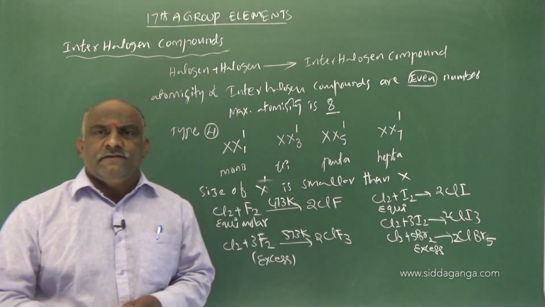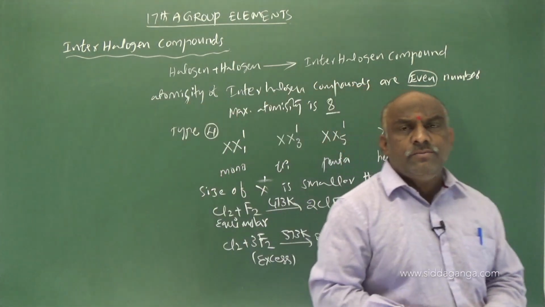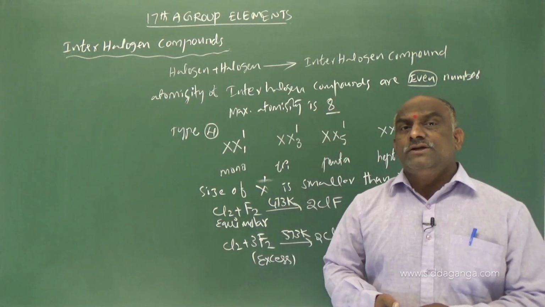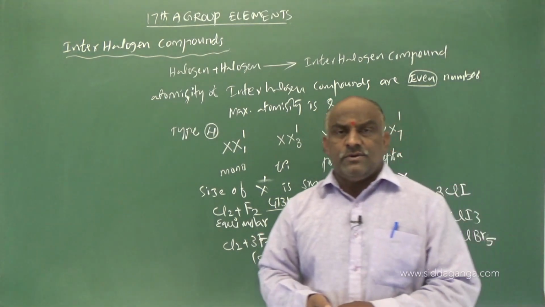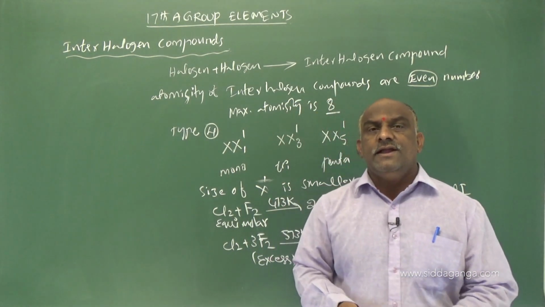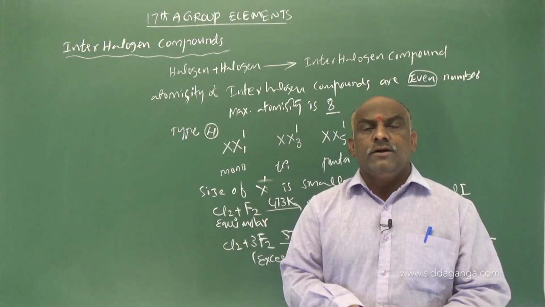See these reactions, these are the preparations. How are these interhalogen compounds prepared? Interhalogen compounds are prepared by the direct combination of the constituent elements. What elements are present in these examples? Simple, you should take those elements and directly combine them, and you will get the compound.